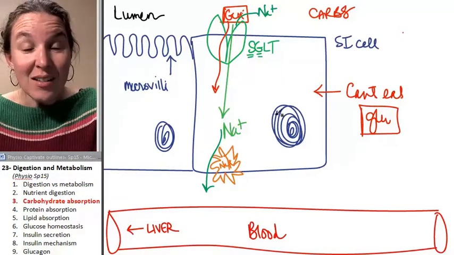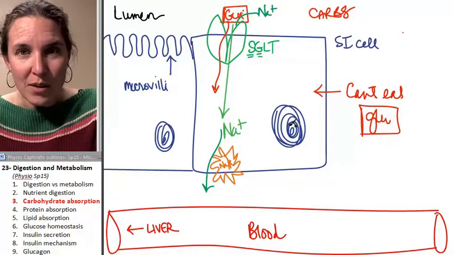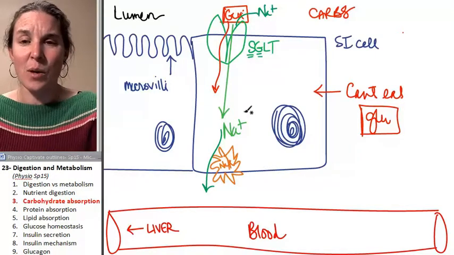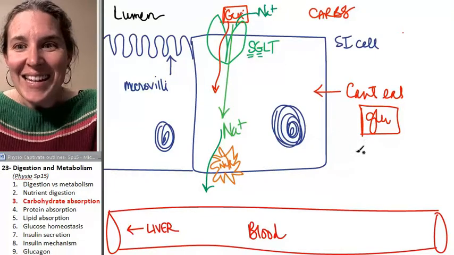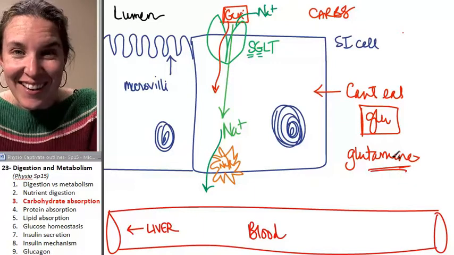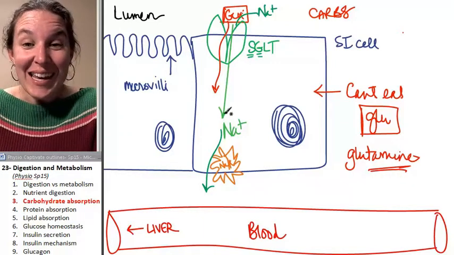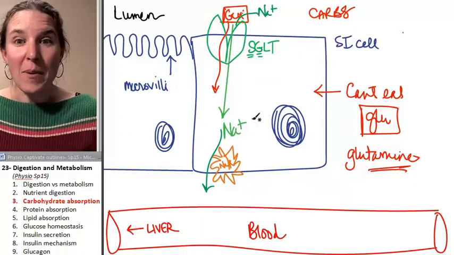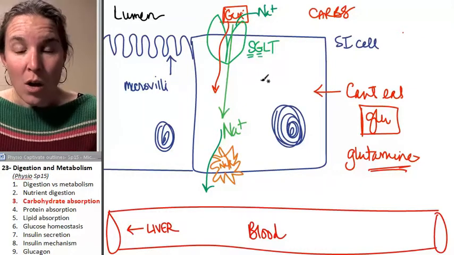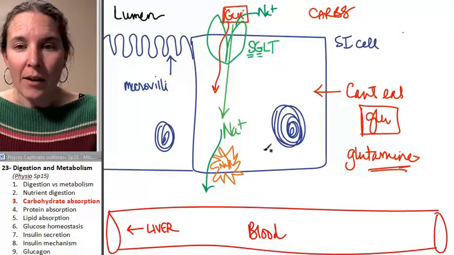So these cells can't eat the glucose, which means they're not going to try and keep it for themselves. The only thing that they can eat is something called glutamine. That's how they get their energy. So the fact that they can't eat it, we're going to build up a huge concentration of glucose in this cell. That's not the goal. What are you going to do about that?